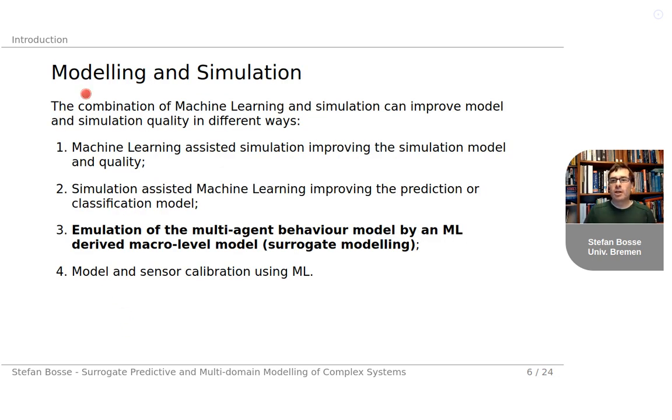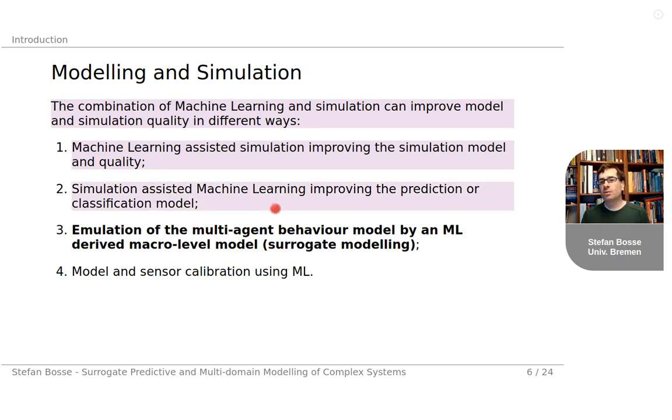So modeling and simulation is an important part here, and the combination of machine learning and simulation can improve model and simulation quality in different ways. First of all, machine learning assisted simulation improves the simulation model and quality. Secondly, simulation assisted machine learning improves the prediction or a classification model. Thirdly, this is the main topic in this work and in this presentation: emulation of multi-agent systems computed in simulation by a machine learned macro level model, the so-called surrogate modeling.